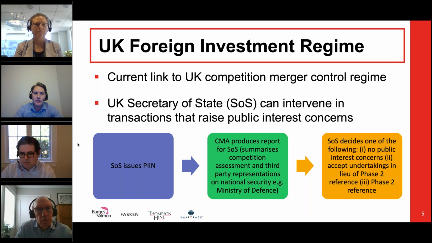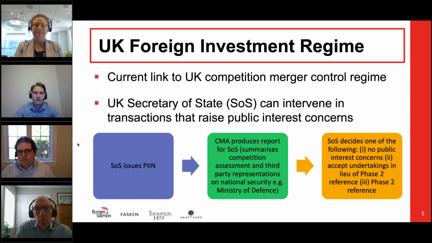So just under the UK merger control regime, where the CMA has established jurisdiction, the UK Secretary of State for Business, Energy and Industrial Strategy can intervene on public interest grounds. And as we set out in this slide, the way it works is that the Secretary of State issues a public intervention notice, and then the CMA produces a report which summarizes any national security concerns. And then it's really for the Secretary of State to decide whether to clear the deal or accept remedies.